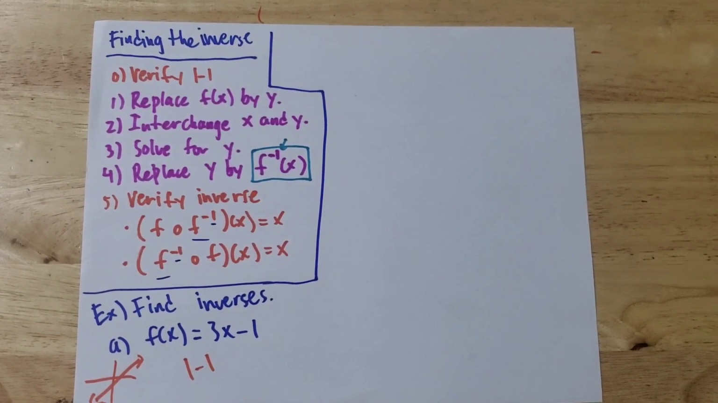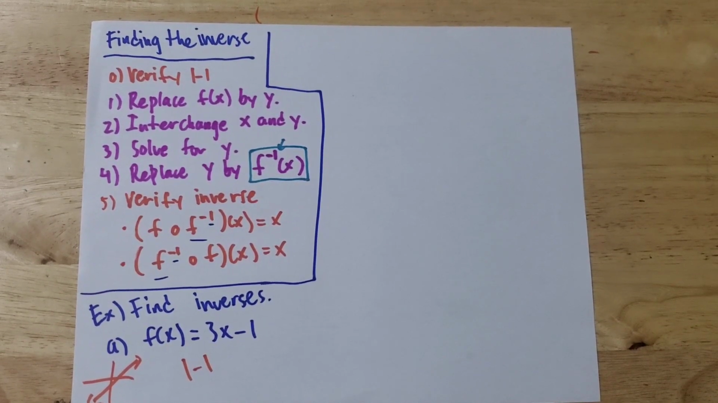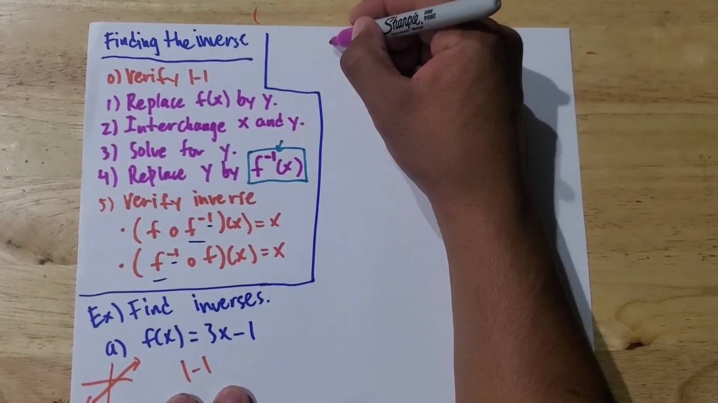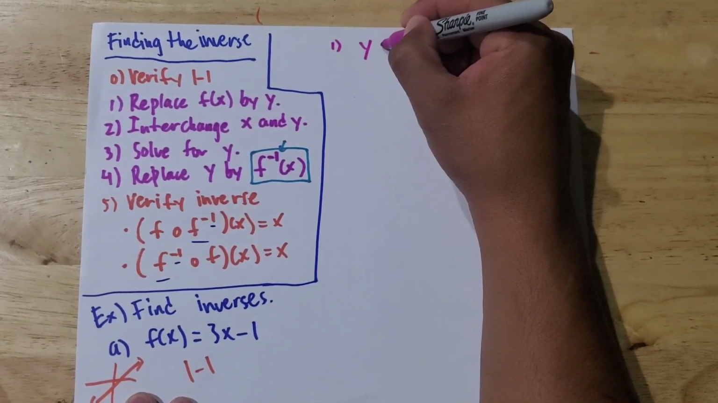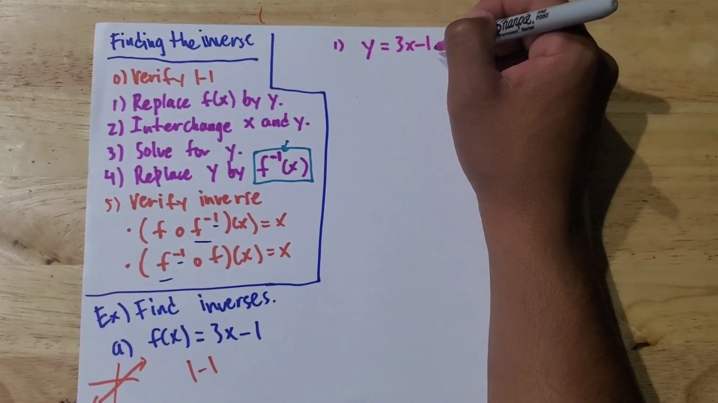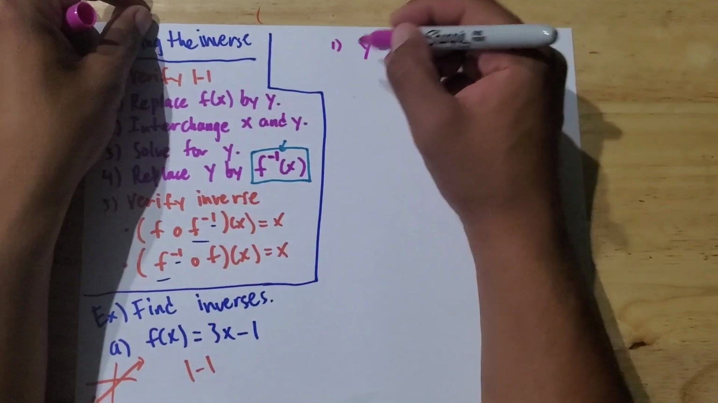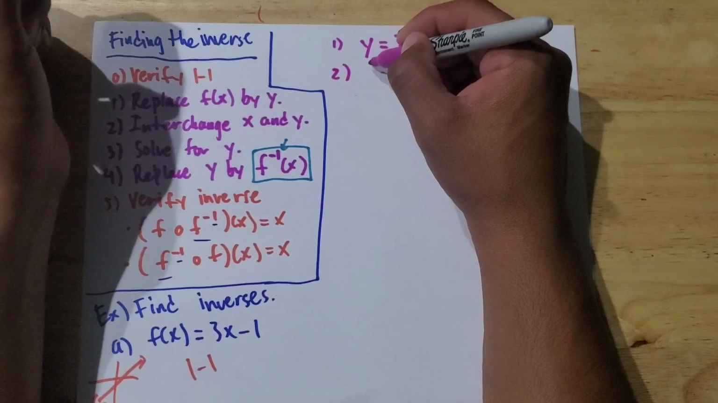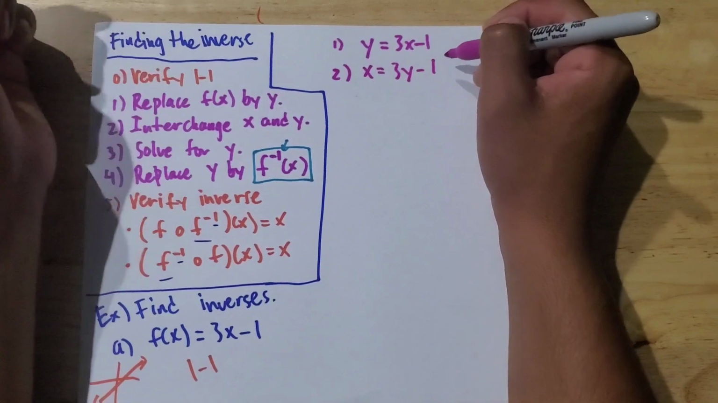What I want to do now is actually find the inverse of the function. So to do that, like I said, the first step is replace f of x with y. So that was step 0. This is step 1. I'm going to replace my f of x with y. So that's y equals 3x minus 1. Now maybe this reminds you of y equals mx plus b. Second thing is interchange x and y. So that means this y is going to become an x, and that x is going to become a y.